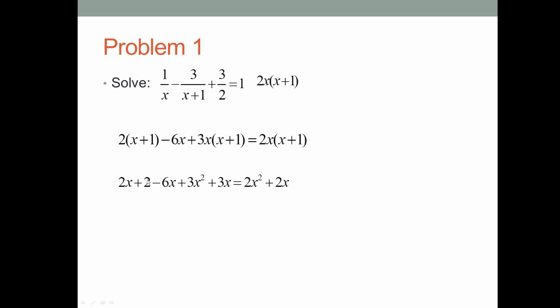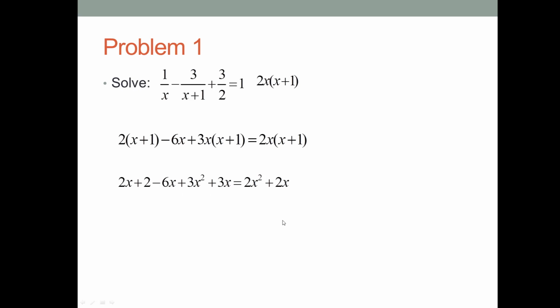So here we got 2x plus 2. And then for this product here, we got 3x squared plus 3x. And then on the right side, 2x times x is 2x squared, and 2x times 1 is 2x plus 1. So what's going to happen here? Now we need to collect our terms.